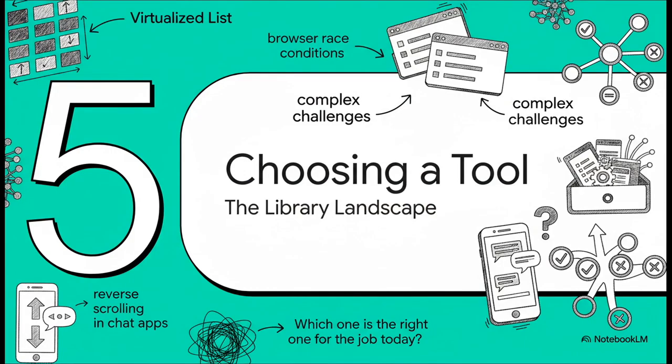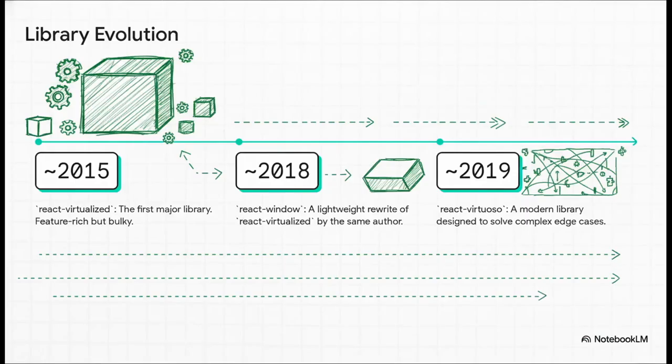So, knowing all these tricky little details, from chat apps to browser race conditions, how do we actually fix this without pulling our hair out? Well, we do what any good developer does: we find a library to handle it for us. But which one? The library scene for this stuff has a pretty cool history. It kicked off with React Virtualized, which was powerful but kind of heavy. Then, the same author created React Window as a super lightweight alternative. And more recently, a new library called React Virtuoso showed up, and it was designed from day one to solve all those annoying edge cases we just talked about.